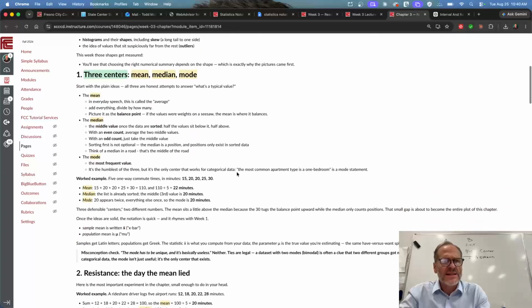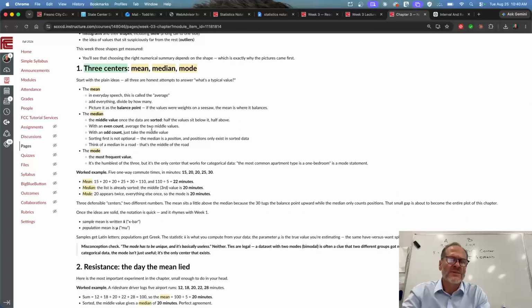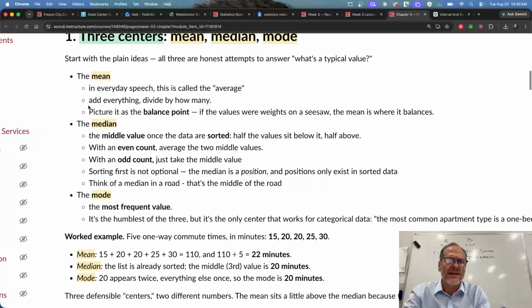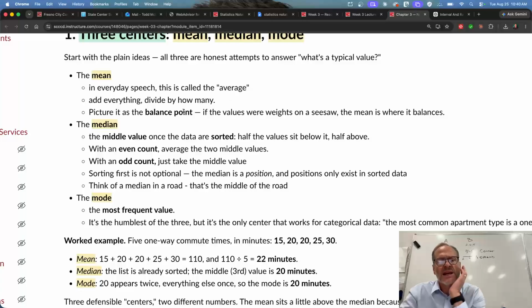So there's three centers. There's mean, there's median, and there's mode. So the mean is the average. We already know about that. We just calculated it. In everyday speech, it's called the average. It's the balance point. So think of values as weights on a seesaw. The mean is where it balances.